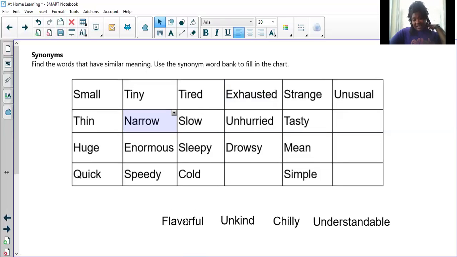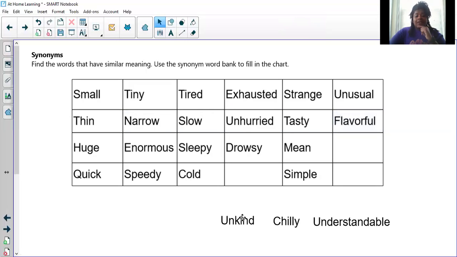The next word is flavorful. If something is flavorful, it is tasty. Flavorful is tasty. If it's unflavorful, it will be nasty or not tasty at all.